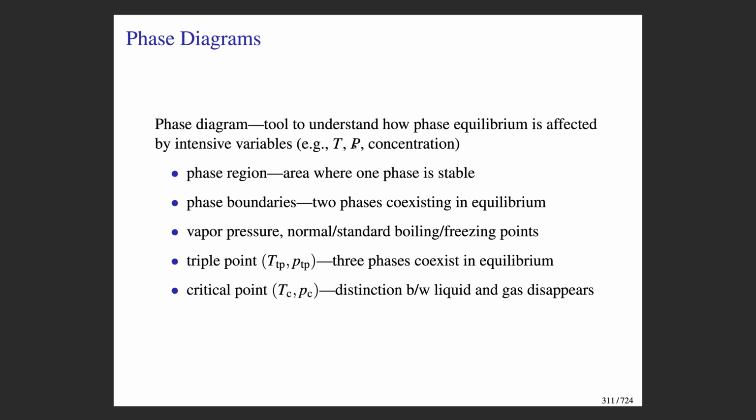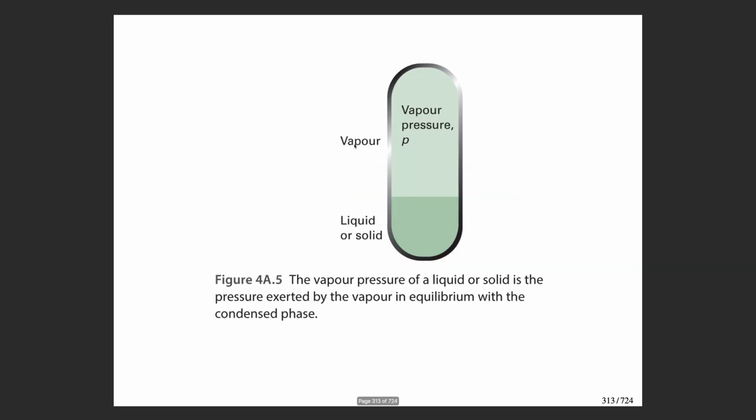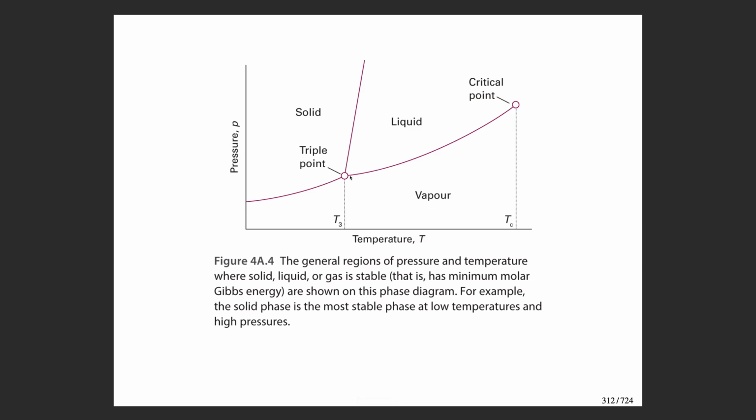Vapor pressure. So here I have a little diagram. This is showing you we've got a sealed container that's got some liquid or solid in the bottom, and then that liquid or solid comes into equilibrium with the vapor phase above. Okay, so an equilibrium is established. The pressure of that substance in the vapor phase, when it's in equilibrium with either the liquid or the solid, is called the vapor pressure of the liquid or the vapor pressure of the solid. Those are indicated by these coexistence curves.